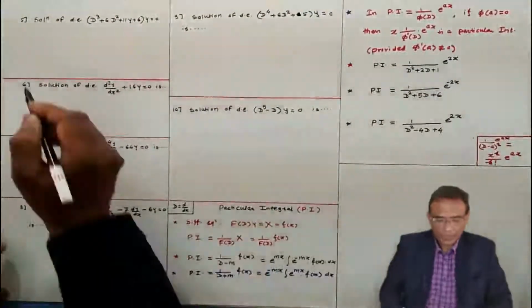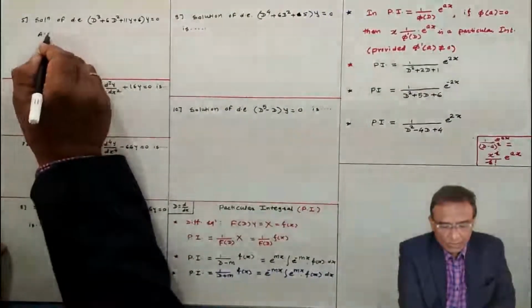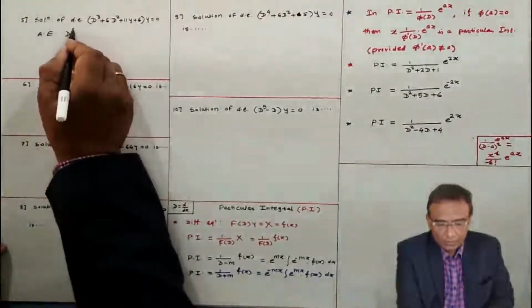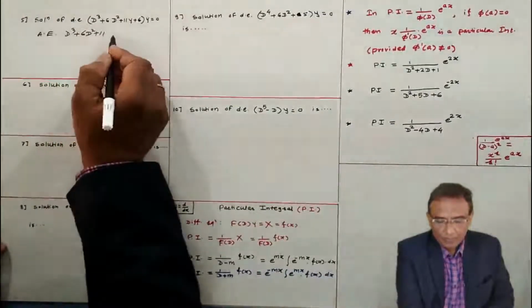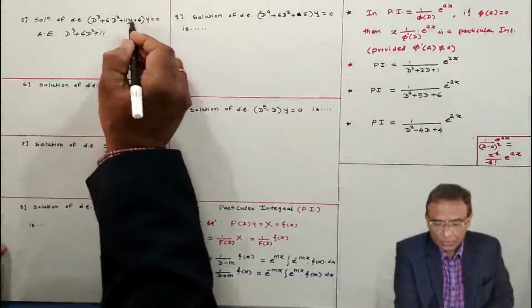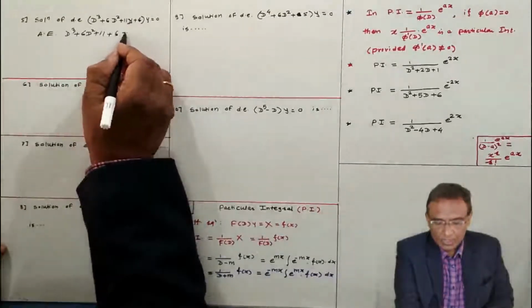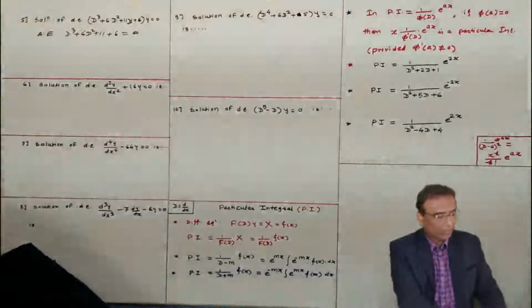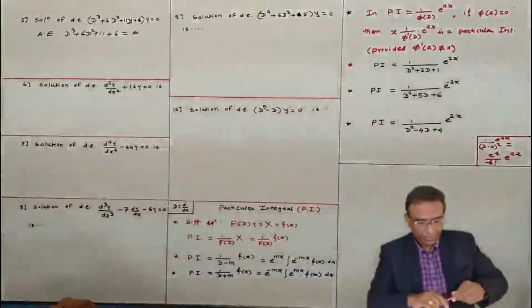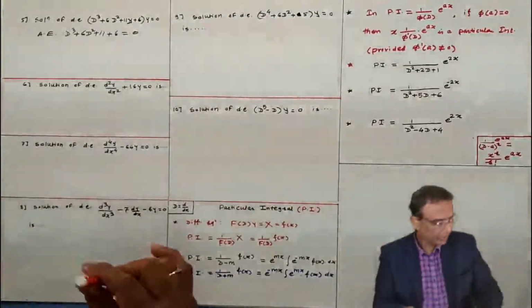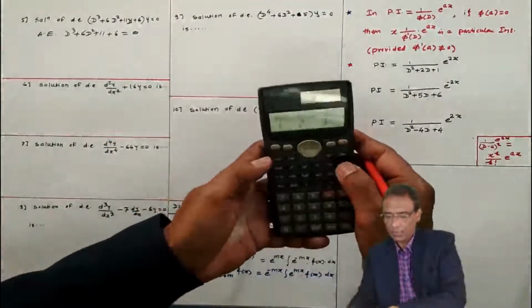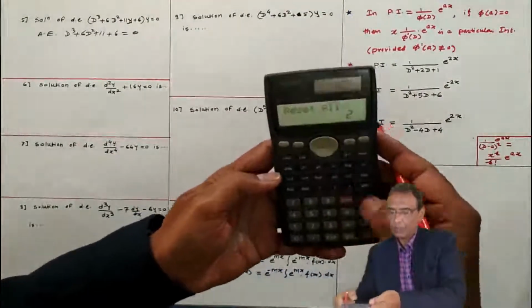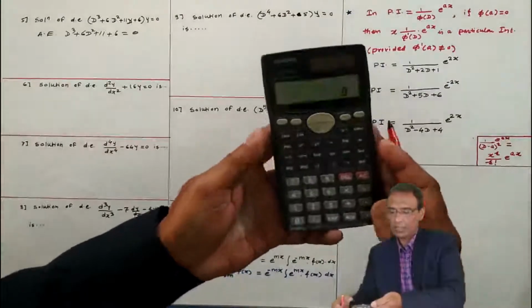Just very quickly, next, the solution of this differential equation. Here the auxiliary equation I am writing D cubed plus 6D squared plus 11D plus 6 is equal to 0. Now find the roots of the auxiliary equation. How do you get the roots? I am using the calculator very quickly. Just I am going to clear everything and reset.